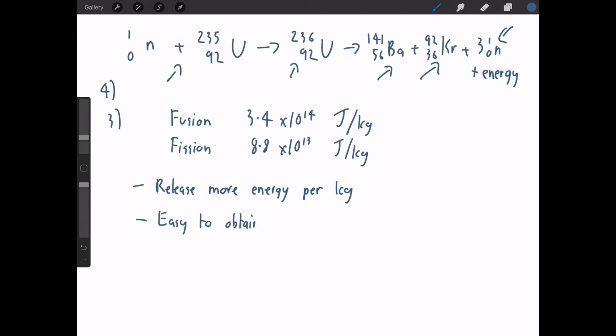There are, of course, other advantages of fusion. It doesn't produce much in the way of radioactive waste. It's a very safe sort of process if you can get it to work. But I'm not going to mention them because we really should be using the information in the question to guarantee those 2 marks. And that is question 4 done.